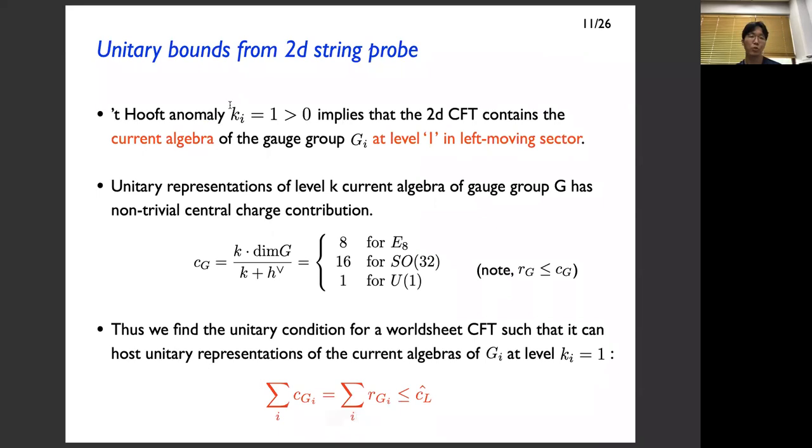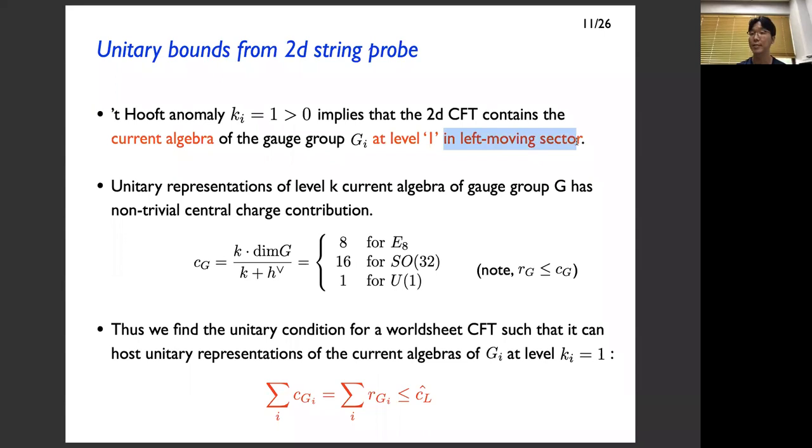So the t-hooft anomaly being 1 and positive basically implies the 2D worldsheet theory should contain a current algebra for every bulk gauge group, okay? And also the current algebra should have level 1, and since it's positive, it means this current algebra is realized in the left moving sector.